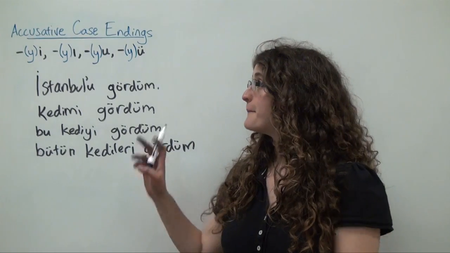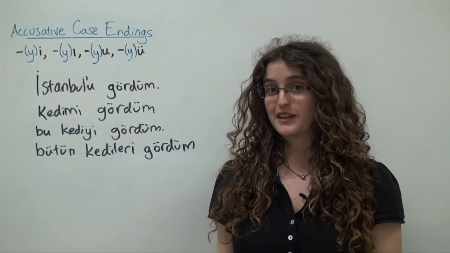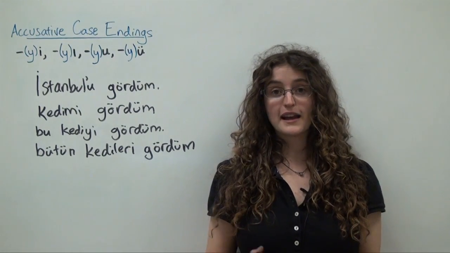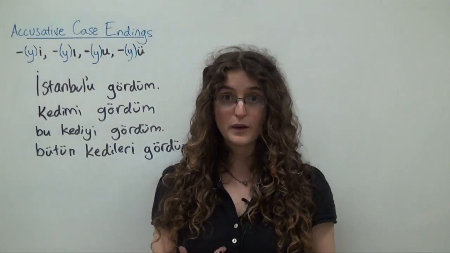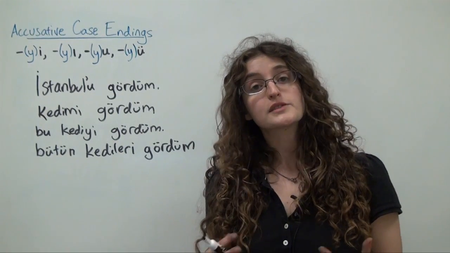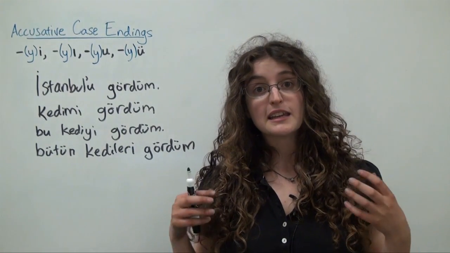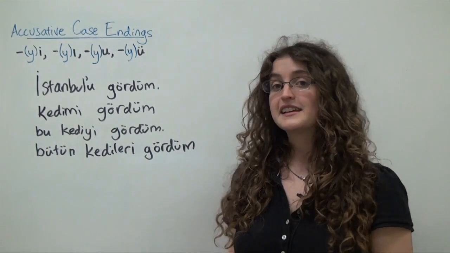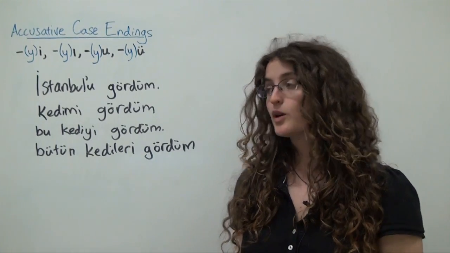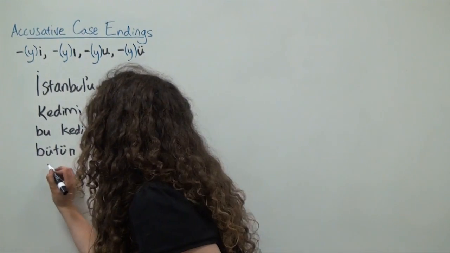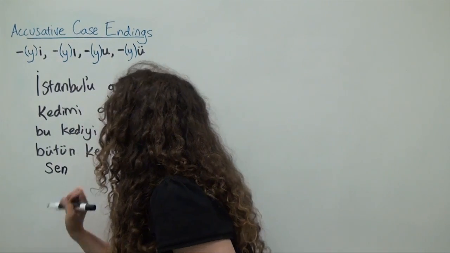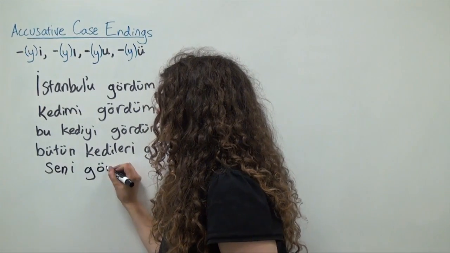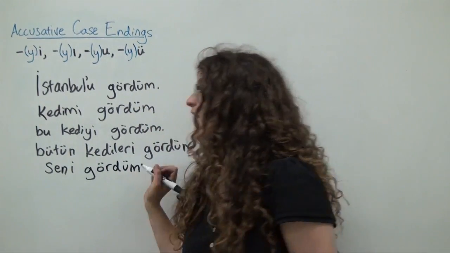One final note about when to use the accusative case. We've seen that where our direct object is definite or specific, we need to use the accusative case. So of course, we need to use it when our direct object is one of the pronouns. For example, if I want to say I saw you, singular, informal, sen, seni gördüm. I saw you.